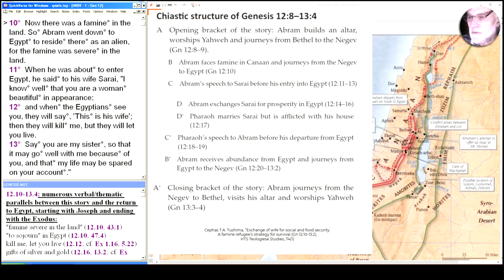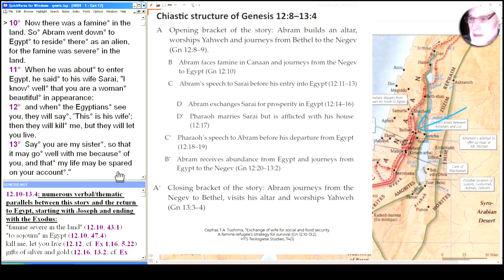So it starts with what we saw last video: Abram building an altar, worshiping Yahweh, and journeying from Bethel to the Negev. And then on the other side, the closing bracket, journeying from the Negev to Bethel, so back up this way, and visiting his altar and worshiping Yahweh. Again, I'm sorry, I misspoke to say back to Gerar. Eventually, of course, it will be to Gerar, but in this case, going to Bethel.